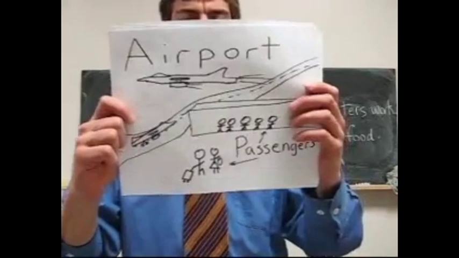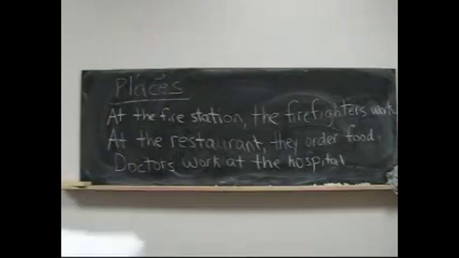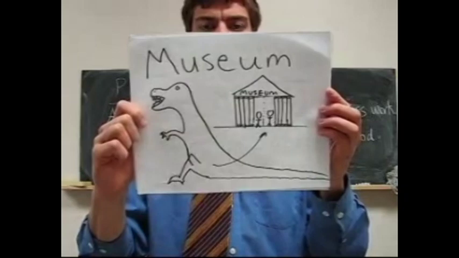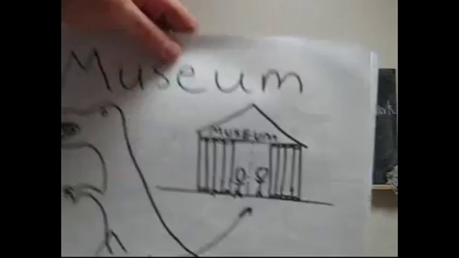Airport. Alright. Here's the airport. Here are the passengers. These people are passengers. More passengers. So this is airplane, and this is airport. The whole thing is airport. Museum. This is the museum, right? There's two people at the museum, and there's a dinosaur at the museum.